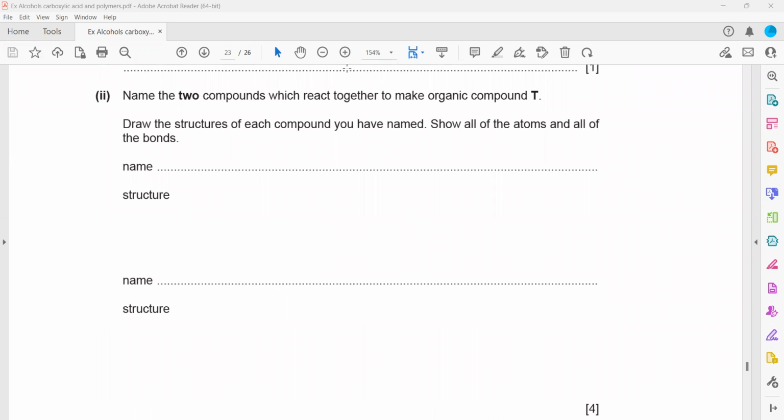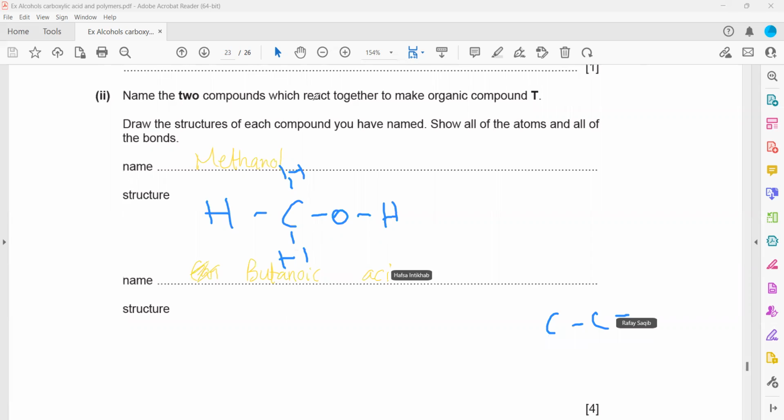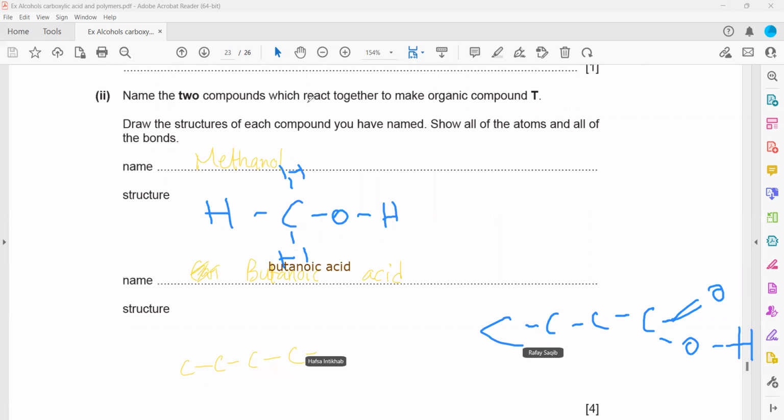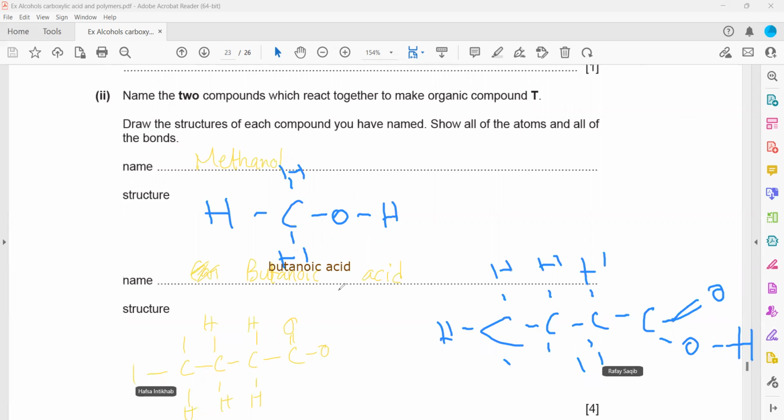You have to draw a structure of methanol. First draw methanol and then butanoic acid. Show all the atoms. It was methyl butanoate, so butanoic acid. So draw 4 carbon atoms. Yeah, that's right. There should be H here with oxygen.